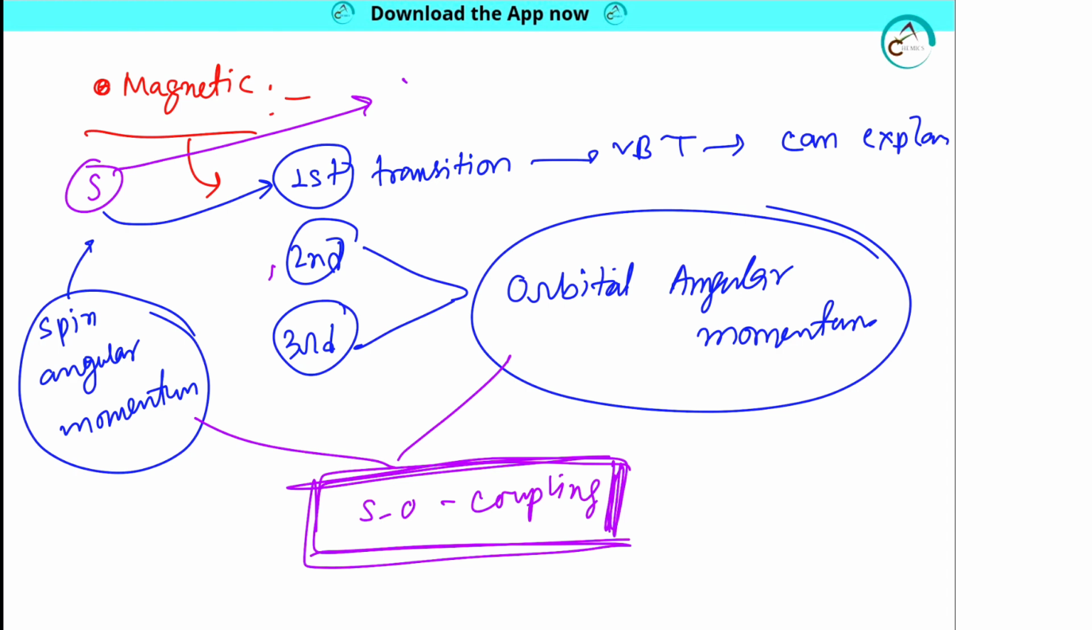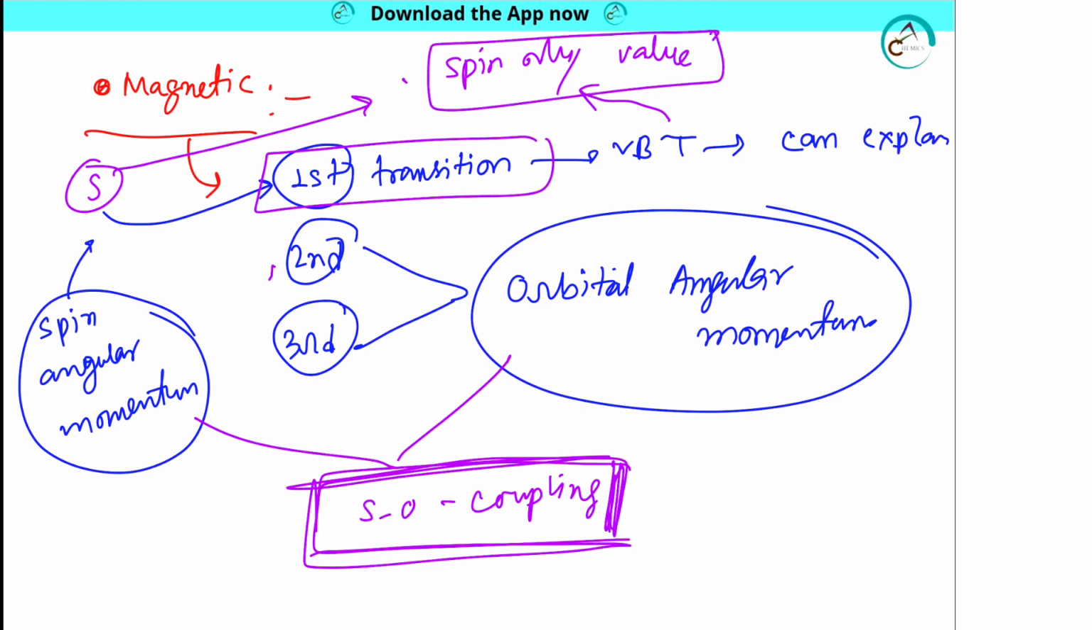Now, as I told you, for the first transition series, VBT theory can explain, and VBT theory only explains the spin only value of magnetism. That means the magnetism which is created in the system through spin angular momentum. So if in a system spin orbit coupling, that means orbital angular momentum, is present, and in most of the second and third transition series elements those are present, in that case VBT theory generally fails. It doesn't give the exact magnetism value, exact paramagnetism value. That's the reason. So it cannot explain the magnetic properties right now.